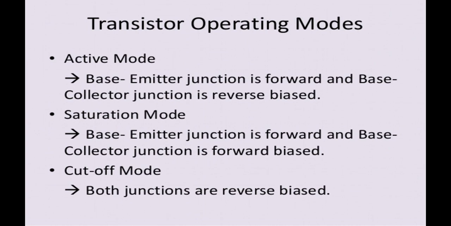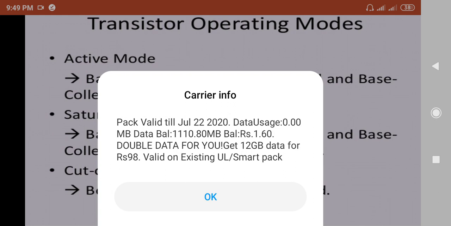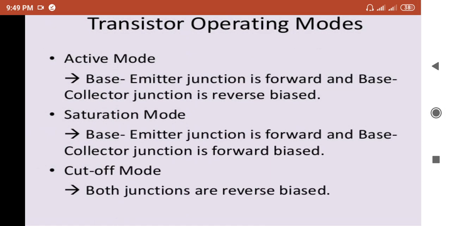In the saturation mode, the BE is in forward bias and both junctions are forward biased. In the saturation region, it acts as a switch. In active mode, the transistor acts as an amplifier. In cutoff mode, both junctions are in reverse bias, so it acts as an open switch. In the saturation region, it acts as a closed switch.